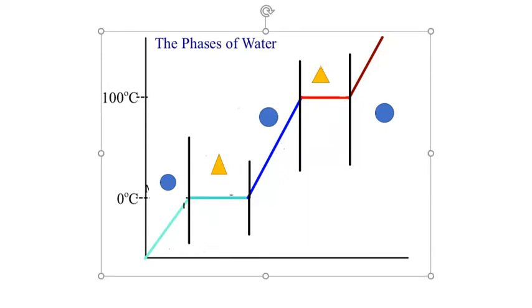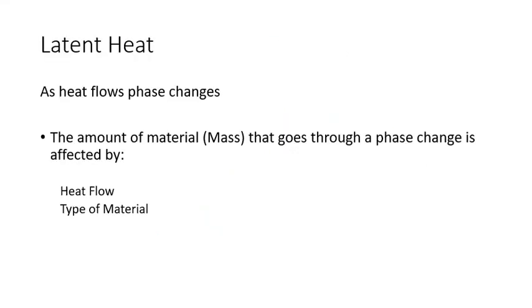So it's not going to be the same type of equation. While these three use the same equation because we're dealing with temperature changes, these two use a different equation, but they use the same type of equation as each other. And that's places where it deals with phases or changes in phase. So what we're talking about is latent heat. This is as heat flows, phase changes, right?